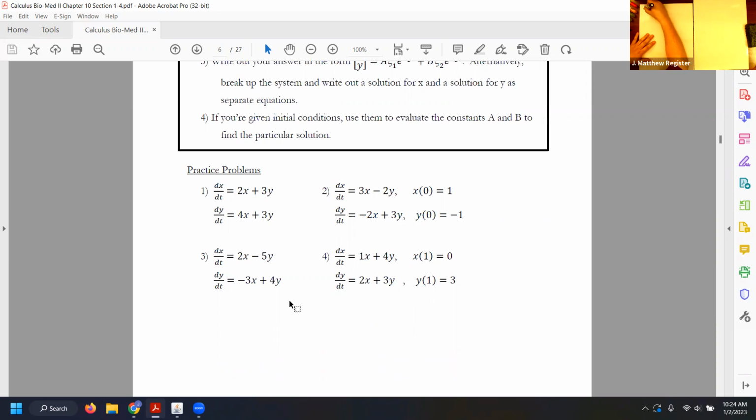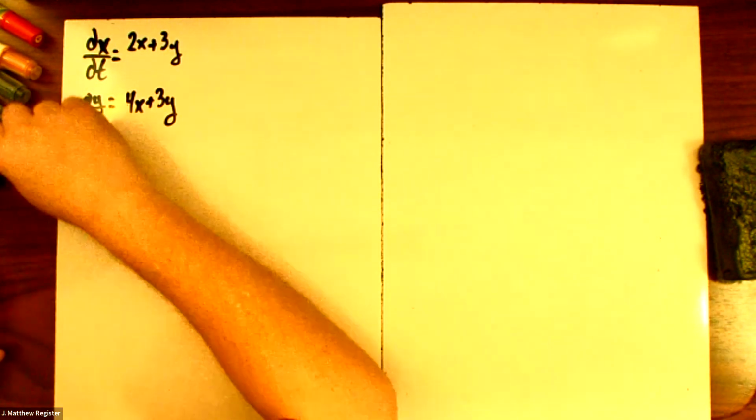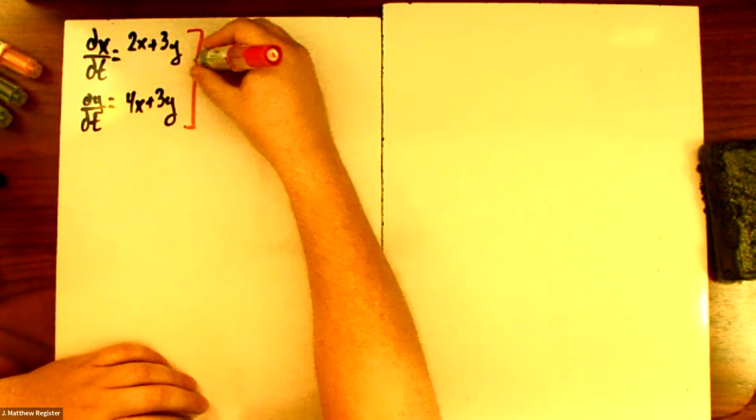It's dx dt is equal to 2x plus 3y. dy dt is equal to 4x plus 3y. Let's figure this one out. And so in order to solve this one, what we need to do is find the eigenvalues and eigenvectors. To do that, we need to first get this written in matrix form. And so let's write this in matrix form real quick.